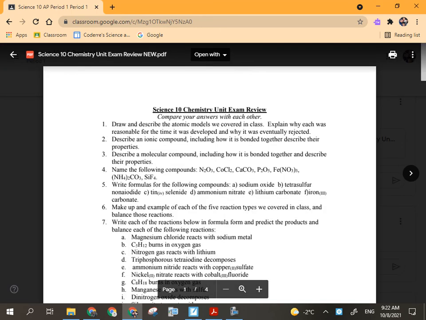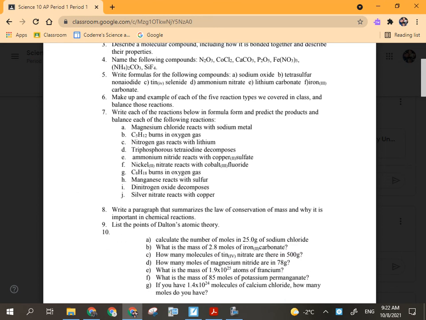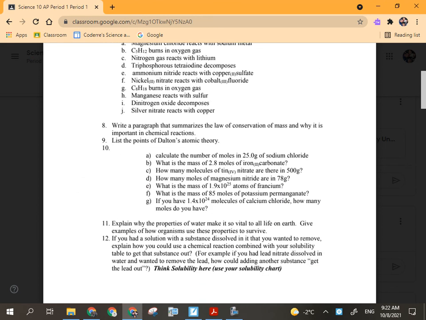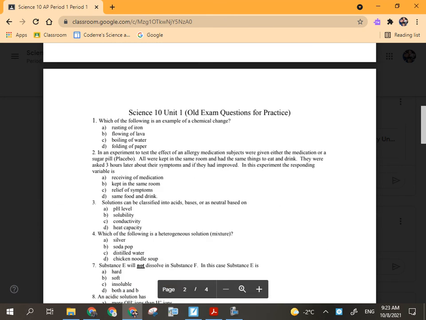Okay. It's got a few things that it recommends that you do. Okay, draw and describe the atomic models. Okay, you know, there's reactions here for you to write out and predict. There's some mole equation questions there for you to try. Okay, there's some kind of like those wheat from the chaff questions, like question number 6. There's some examples of those here, and then there's a practice test.